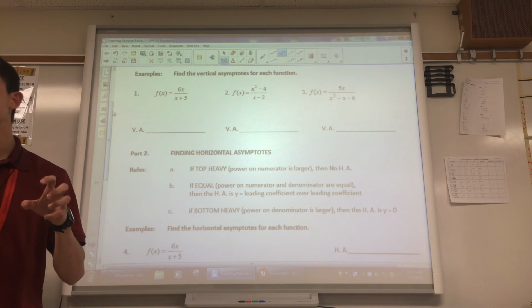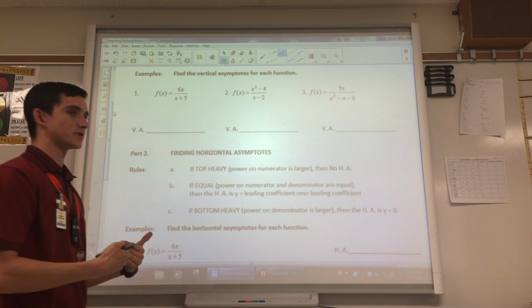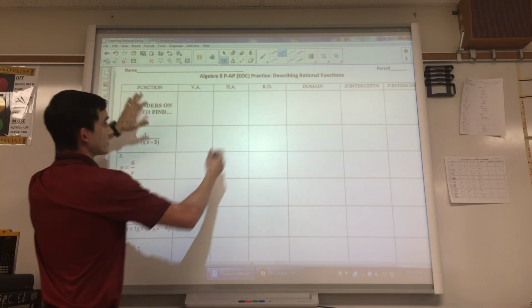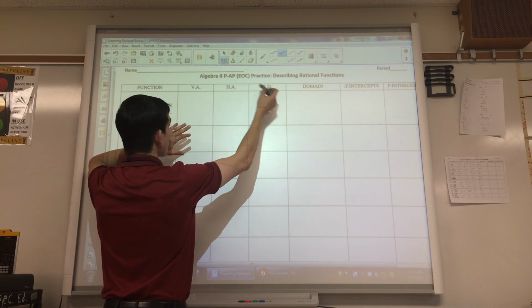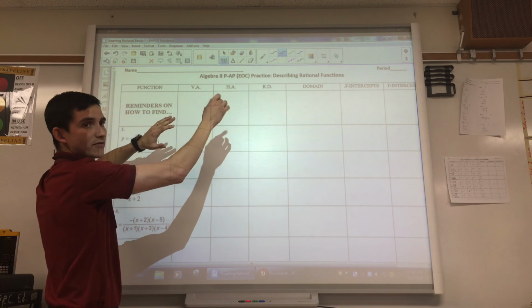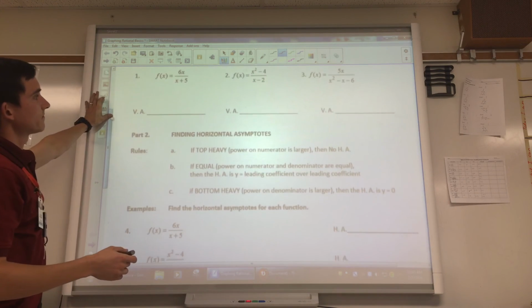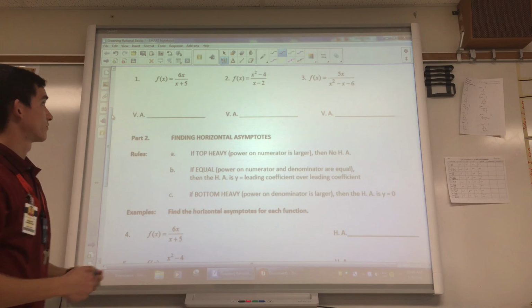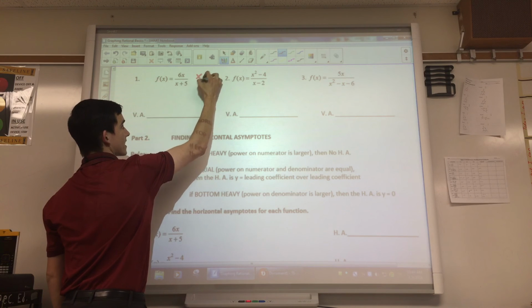And just so you guys know, always start with domain restriction, because here's the deal. Every domain restriction is going to either be a removable discontinuity or it's going to be a vertical asymptote. Every single one, okay? So what does that mean? Well, let's get started and we'll figure it out. I'll show you. So what can x not be if you cannot divide by 0?